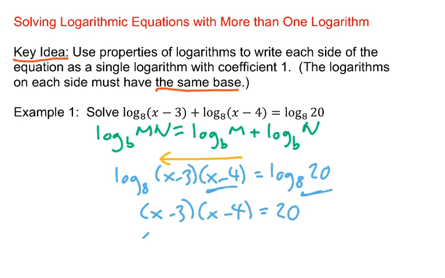The product of the first terms is x squared. The outer product is minus 4x. The inner product is minus 3x. And the last product, negative 3 times negative 4, is 12, equals 20. Going to the next slide, we combine the like terms: x squared minus 7x plus 12 equals 20.